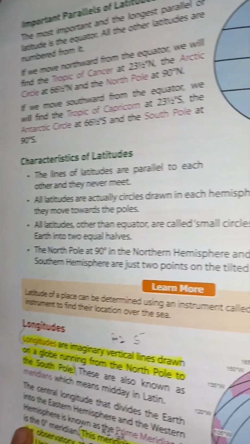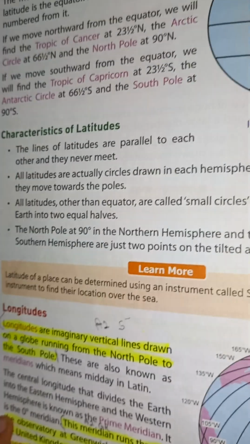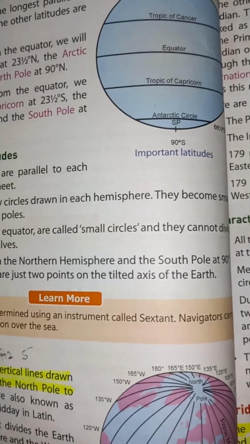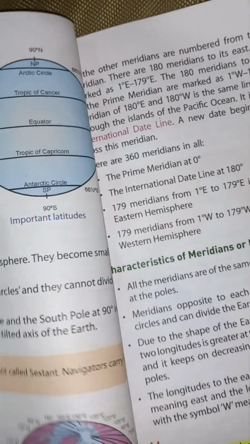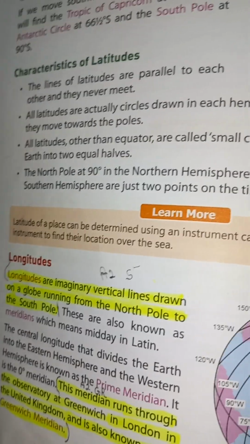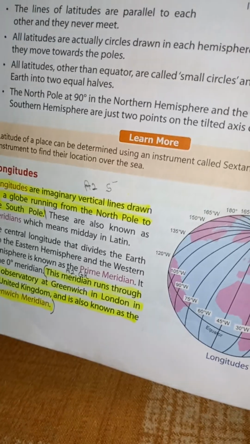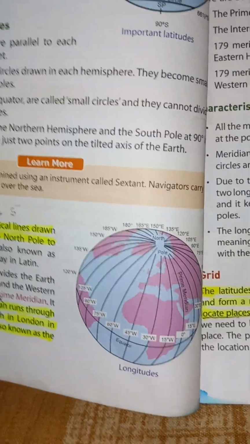Characteristics of latitude. The lines of latitude are parallel to each other and they never meet. All latitudes are actually circles drawn in each hemisphere. They become smaller as they move away from the equator, which divides the Earth into two equal halves. The North Pole at 90 degree in the northern hemisphere and the South Pole at 90 degree in the southern hemisphere are just two points on the tilted axis of the Earth.